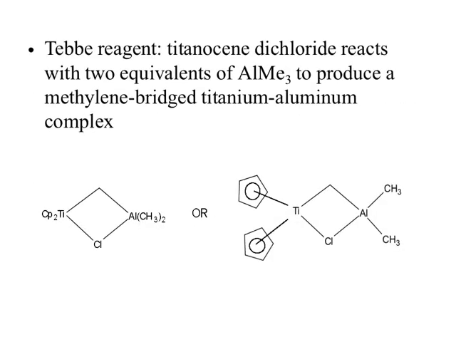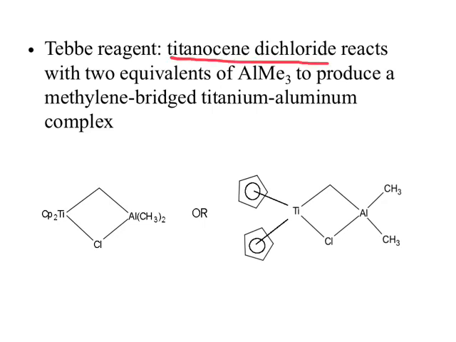So what is Tebbe's reagent? This reagent is prepared by reaction of titanocene dichloride with two equivalents of trimethylaluminium to generate a methylene bridged titanium aluminium complex, and this is that complex. These are the two ways of writing the complex.